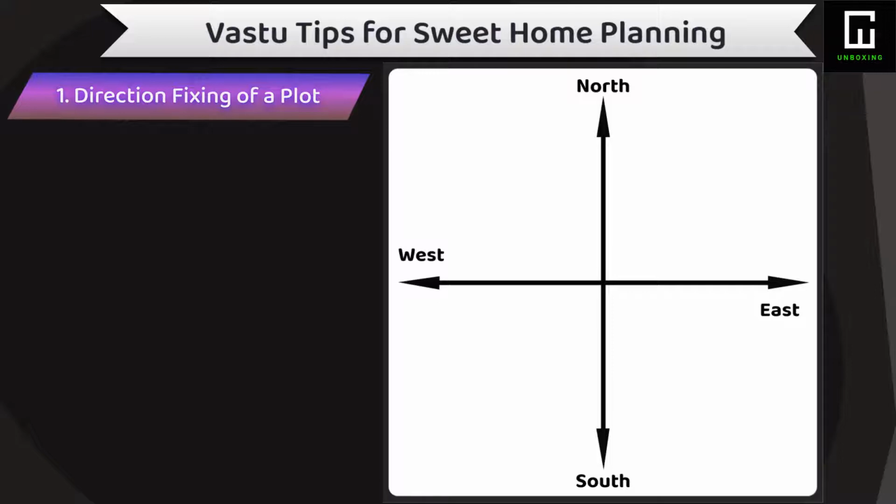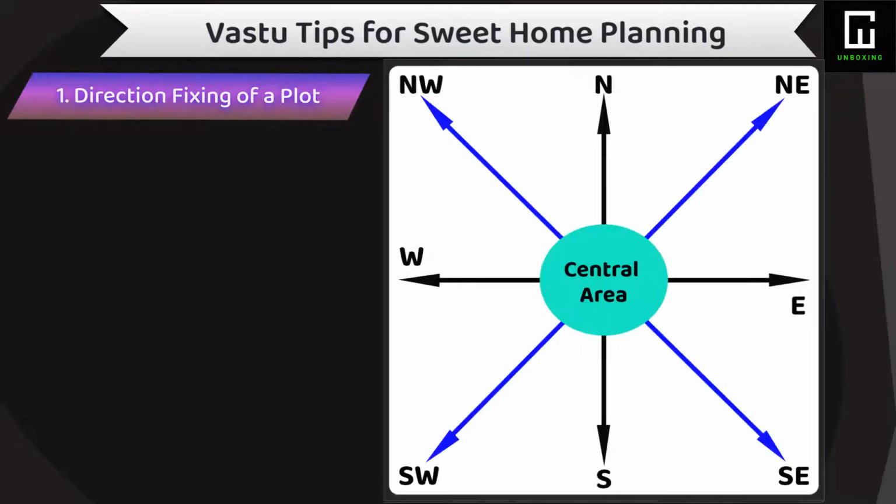So here we are facing towards north by standing at the central portion of the plot. So our right hand will indicate always east, left hand will indicate west and bottom direction will indicate south. Similarly, all four quadrants have to be divided and get northeast, southeast, southwest and northwest. So this is the basic concept for direction fixing in a vacant plot or a land.